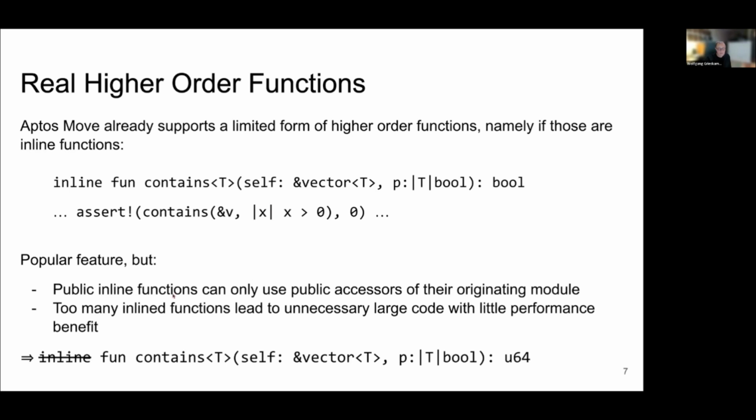One is basically that public inline functions can only use public accessors of their originating module. So that's pretty bad. They cannot access any private constructors or selectors or fields or anything like this. If you want to export an inline function from your module to be used by another module, you basically have to also export, or make public, all the functions which this inline function is using. This is not only cumbersome, it's actually also a security concern because in Move, keeping things private to a module is one important way to ensure security. So this is not good.